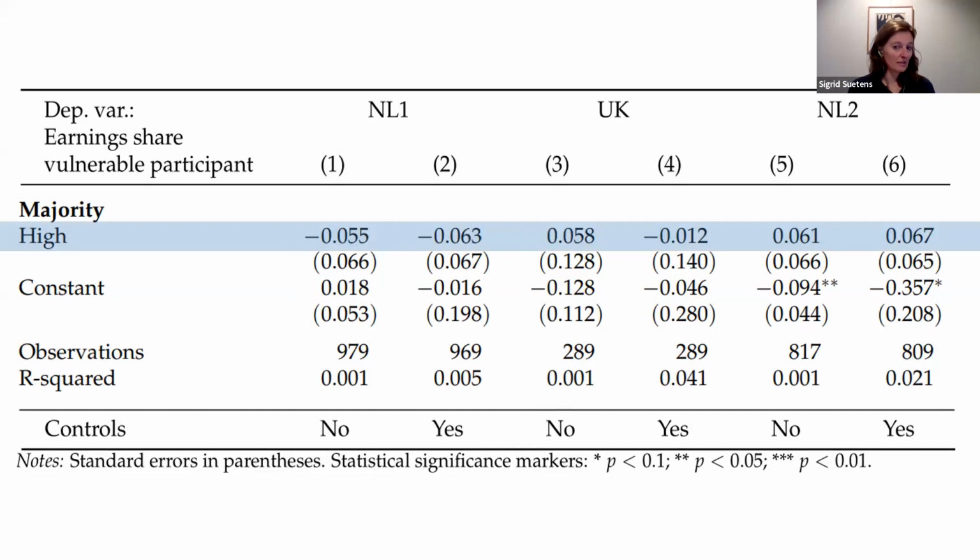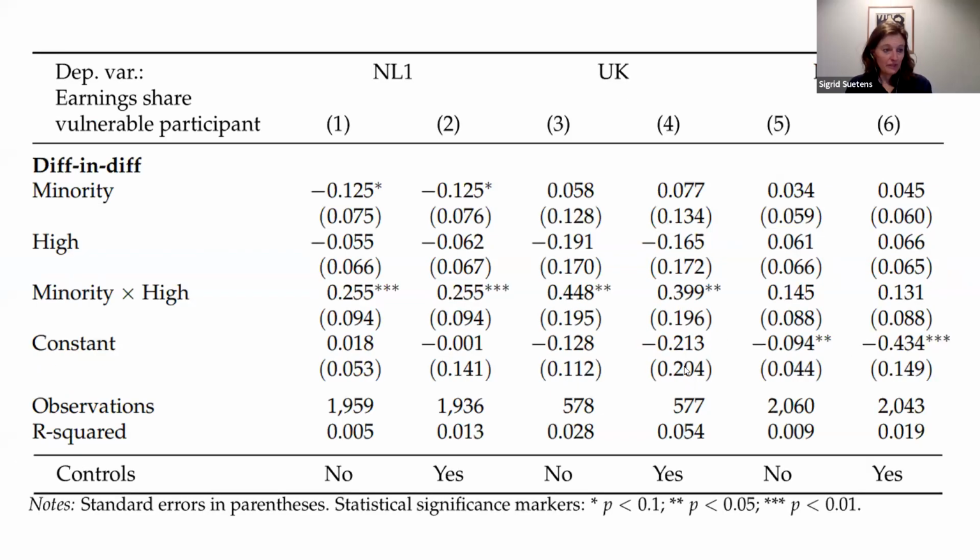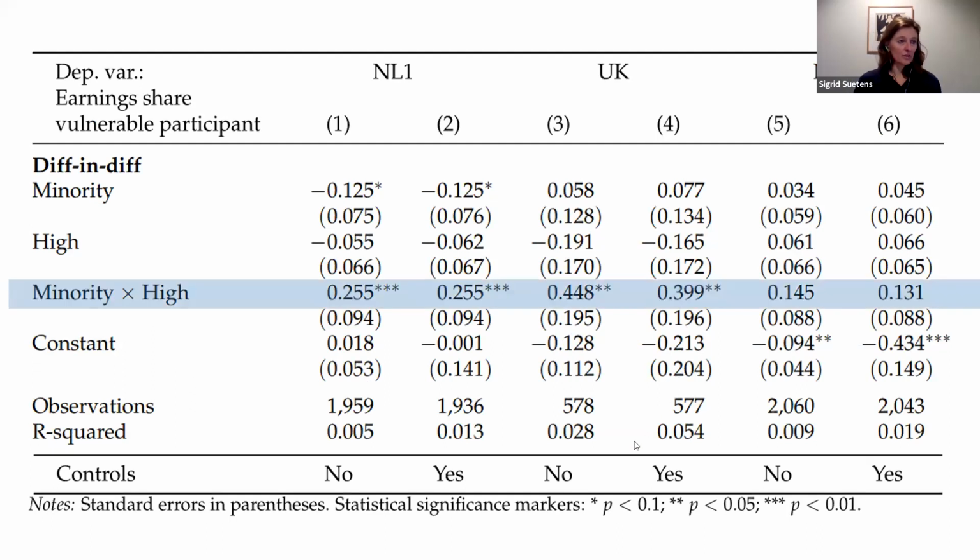And here we don't see anything, right? So we don't see that there's any effect of ethnic salience on the earning share of the vulnerable participant if the vulnerable participant is part of the majority. Then finally, the diff-in-diff, right? So for the 3 experiments, you can see that it's strongly positive. It's qualitatively positive, but we don't get statistical significance for the 3rd experiment of the diff-in-diff effect.